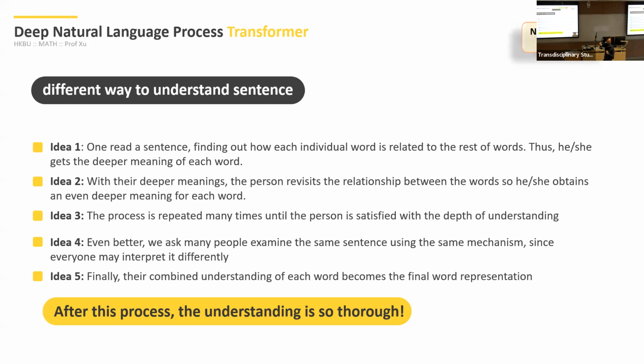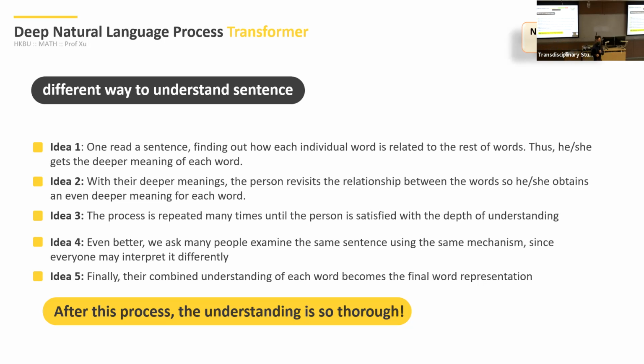That's how a machine will read a sentence, by finding out the relationships between every pair of words, but you do that multiple times. So eventually you're going to have an understanding which is so deep that it's the best representation of your sentence. Cool. All right.